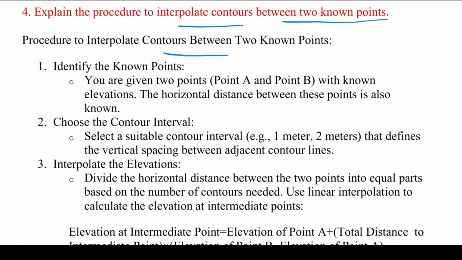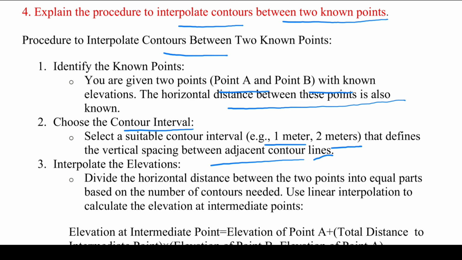First, identify the known points. For example, if we are given point A and point B with known elevations, and the horizontal distance is also known. Next, we have to choose a contour interval. After that, selecting the contour line, for example, you can take 1 meter or 2 meter, and define the vertical distance between the contour lines. You have to take the contour line and define the vertical difference.